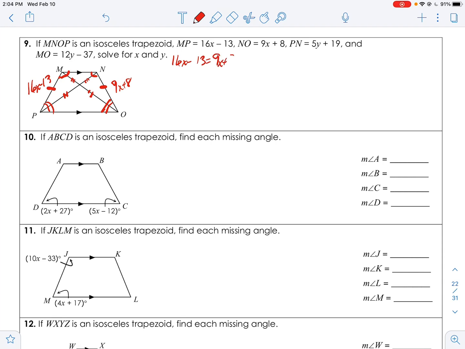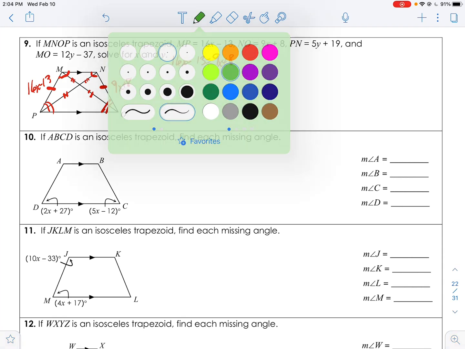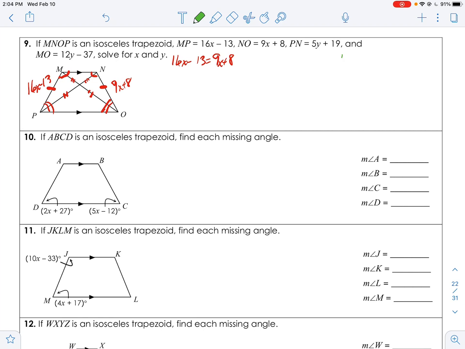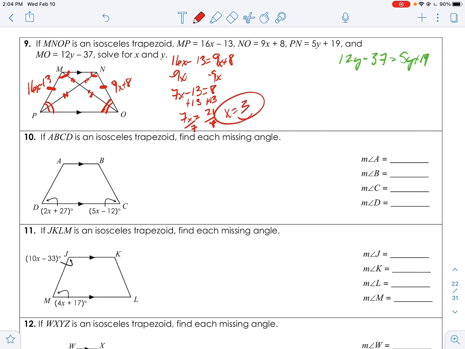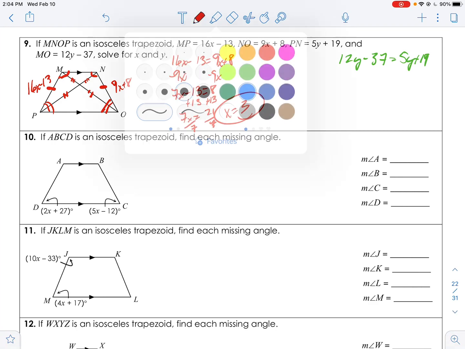So we can do 16x minus 13 equals 9x plus 8. And let's change color, we can do 12y minus 37 equal to 5y plus 19, because the diagonals are congruent. So let's go back and solve for x first. Subtract 9x both sides. That leaves me with 7x minus 13 equals 8. Let's add 13. 7x equals 21. Divide by 7. X equals 3.